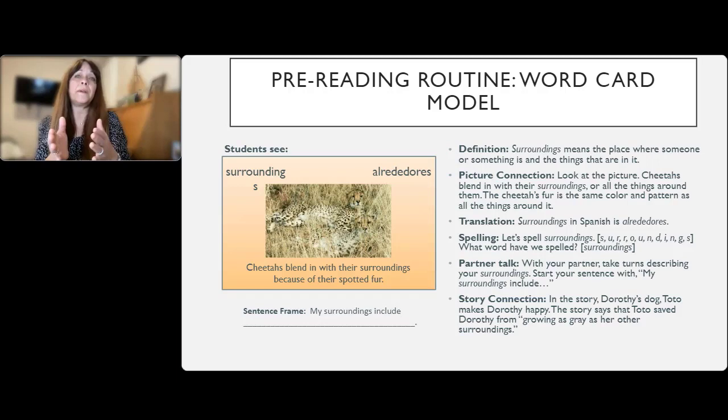If you look there in the story, Dorothy's dog Toto makes Dorothy happy. The story says that Toto saved Dorothy from growing as great as her other surroundings. As we take a look at what would be a difficult word to really define for students, but we have multiple ways for them to access this word. Okay.